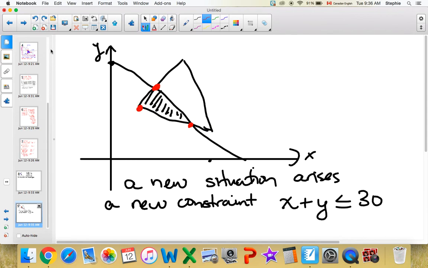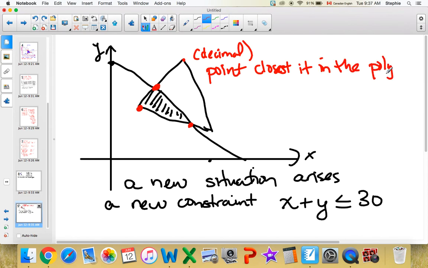Okay, and then the last type of question that they can ask, of course, or that you have to manipulate, is when they ask you to make sure that the points in the polygon are not decimals. So let's say that the corner point was a decimal and that wasn't a valid point. You'd have to look for the point closest to it. That would also give you a maximum or minimum, depending what the question was. So point closest to it in the polygon, making sure it's in the shaded region.